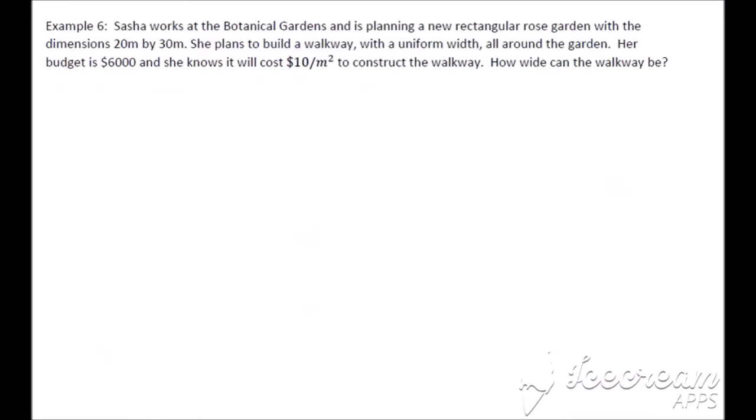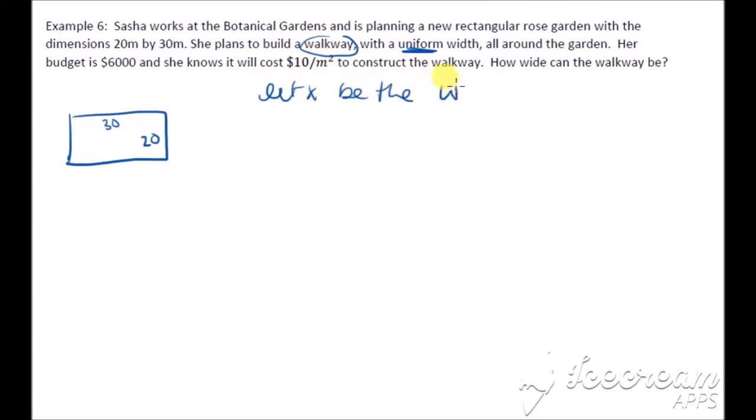Okay, last example. Example 6, Sasha works at Botanical Gardens and is planning a new rectangular rose garden. Okay, so let's draw this nice rectangular rose garden. And the dimensions are going to be 20 by 30. Okay, she plans to build a walkway with uniform width. Okay, so we can say let X be the width of the walkway.